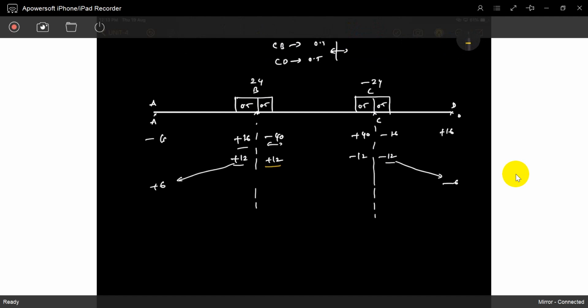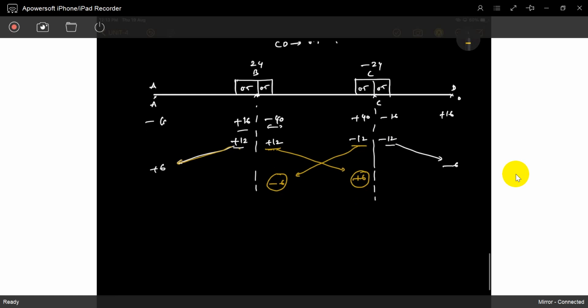So this plus 12 is applied here. The C end is also fixed. For this 12, it goes to 6 at this end, carryover moment. For this 12, it goes to this end, because C is also fixed. For this 12, it will go to minus 6 here. So this is unbalanced now. Now minus 6 is unbalanced in this joint, plus 6 is unbalanced.